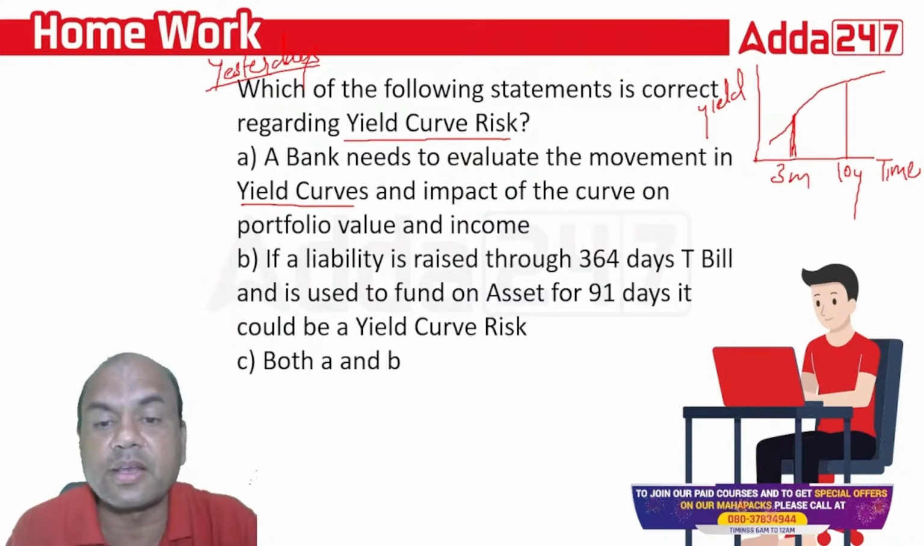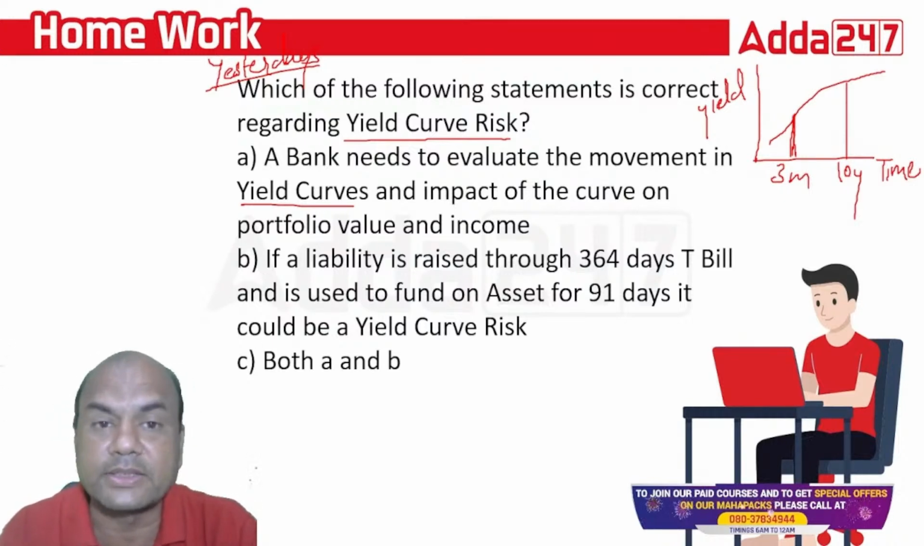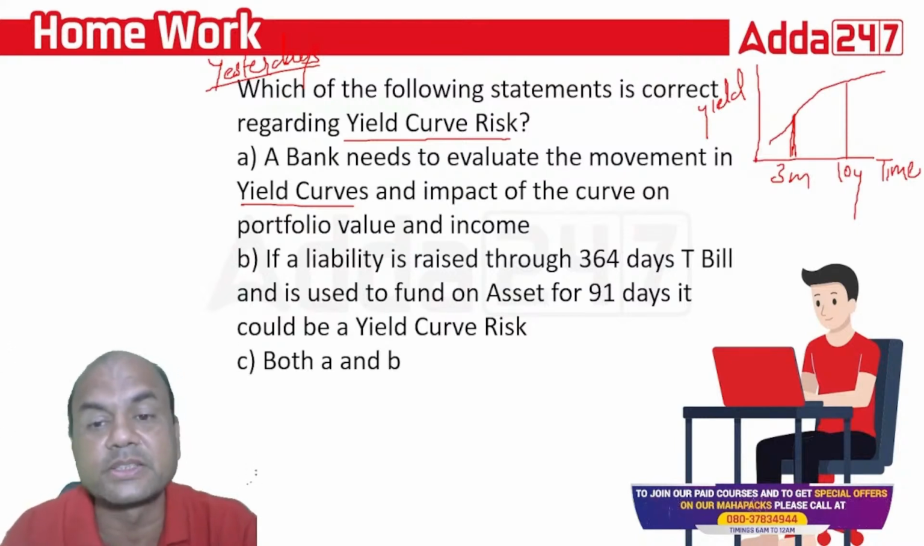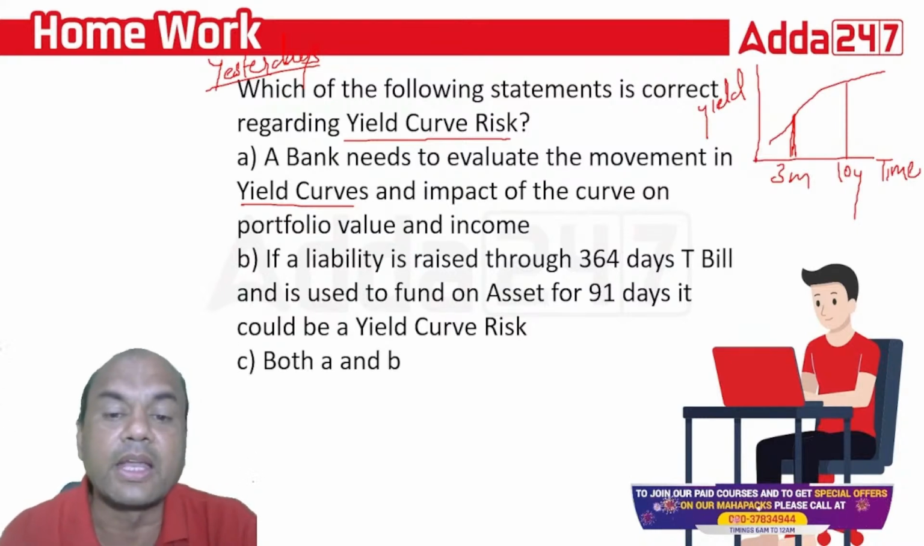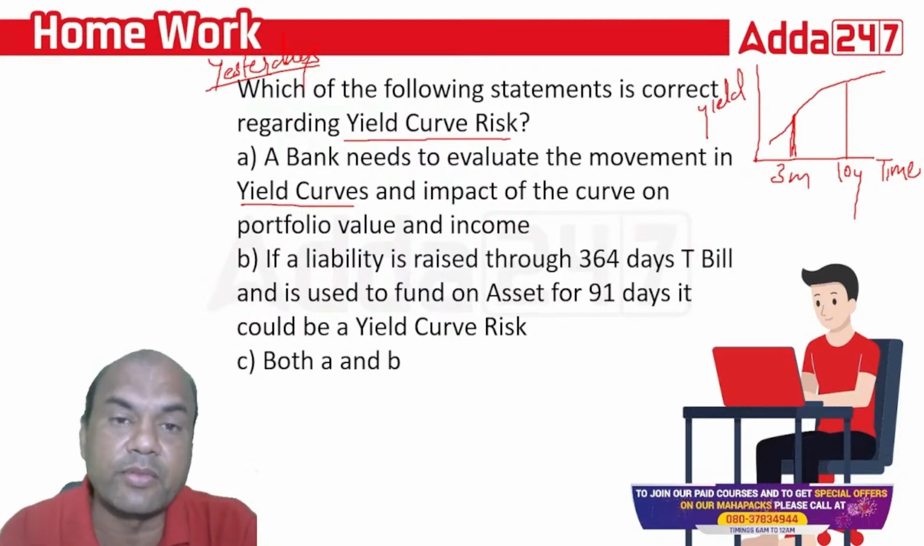If the liability is raised through 364-day T-bills and is used to fund an asset of 91-day T-bills, it will lead to yield curve risk. Liability is raised means I am raising a liability, and used to fund an asset means I am funding an asset. If I take a deposit of, let's say, 364 days and give a loan of 91 days, will I be facing a yield curve risk?